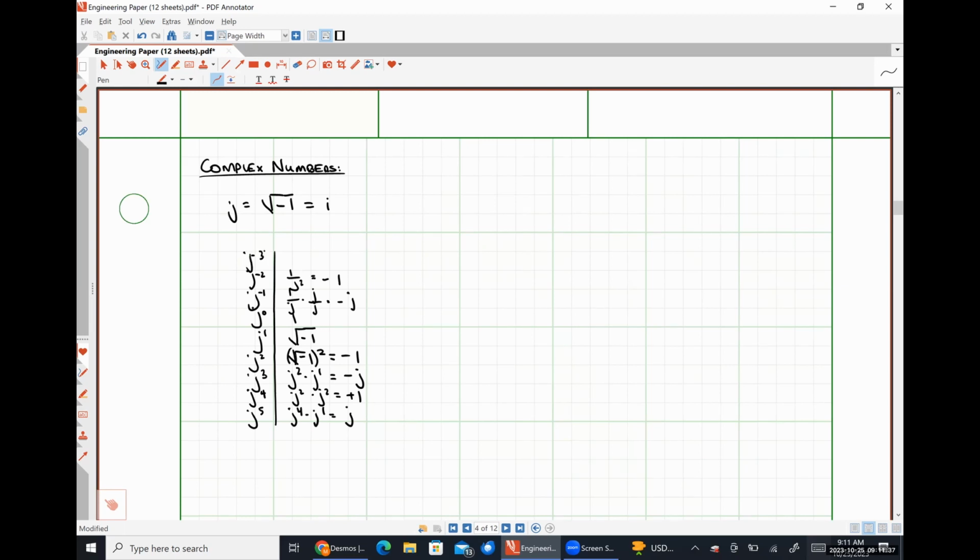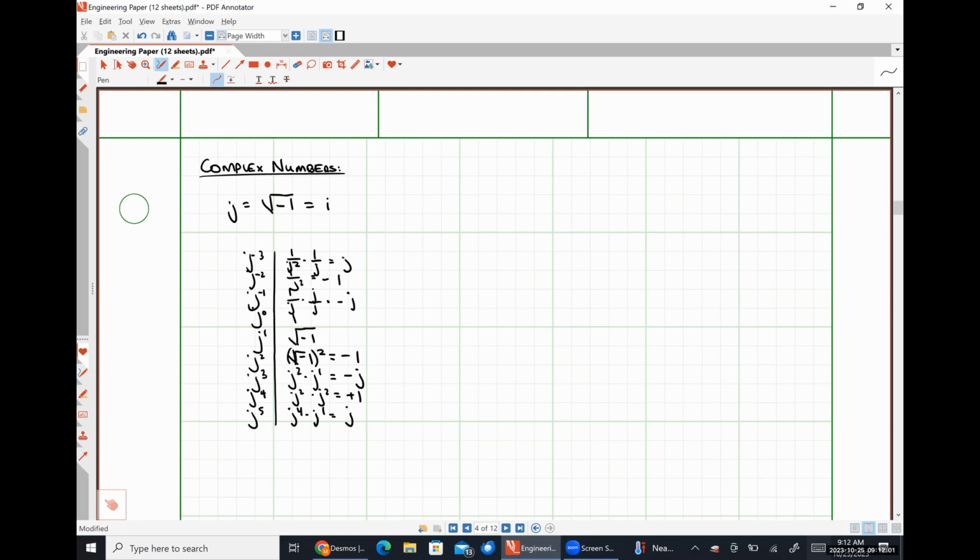J to the -3 is 1 over J squared times 1 over J. So that is -1 times -J, which is +J, and so on and so forth. So again, it's literally just cycling over and over and over again.